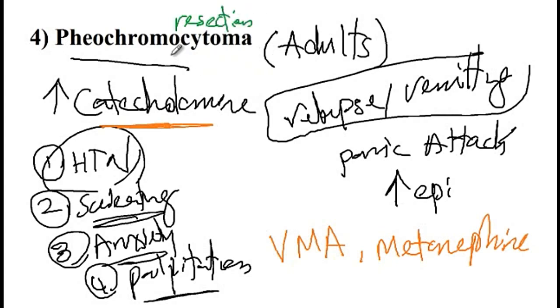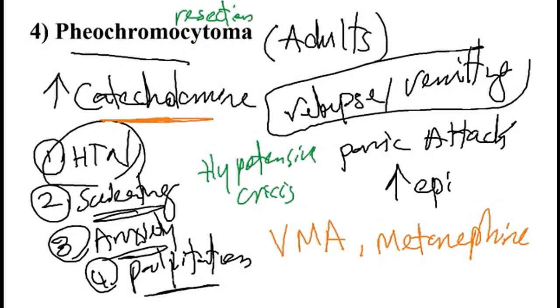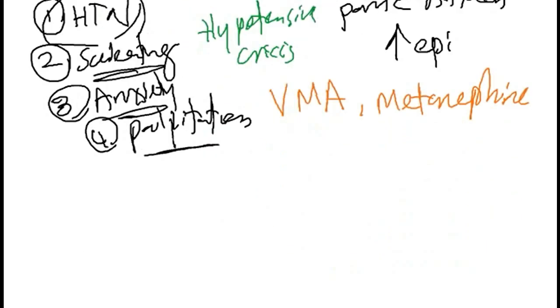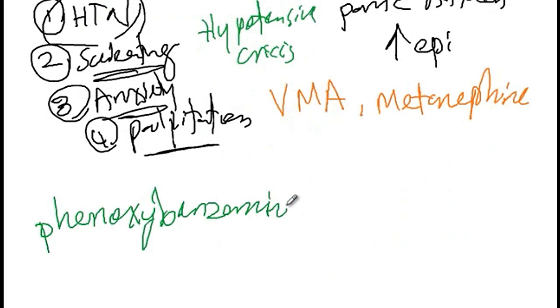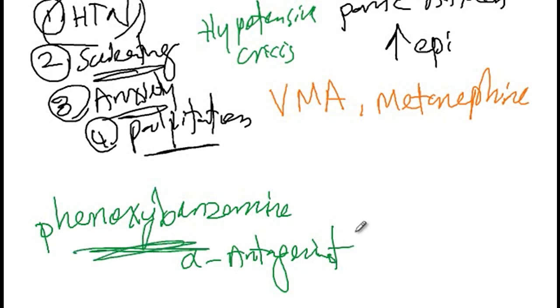But if you right away resect the adenoma in these patients, what happens is that their blood pressure may drop to a critical level. So it may cause a hypotensive crisis. Now, to avoid that, about 2 weeks before the surgical resection, you have to supply these patients with phenoxybenzamine. And this is an alpha antagonist. So this way you will prepare the patients for what is to come next.